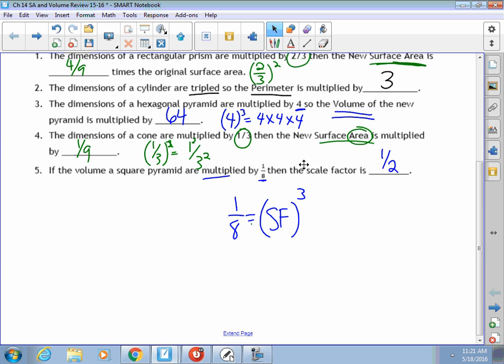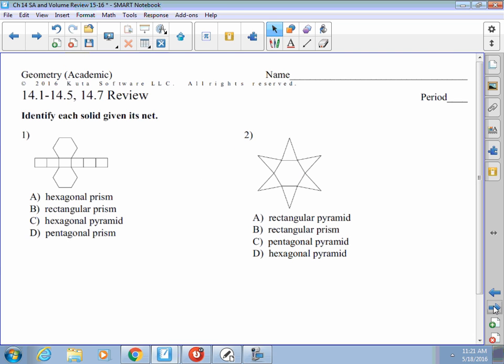We're going to go on to some test-like questions off the review. So here are your multiple choice type questions. Let me stop this. We're going to start over.